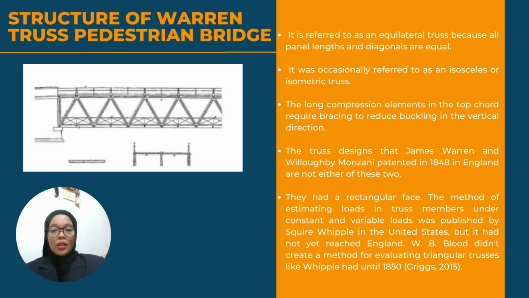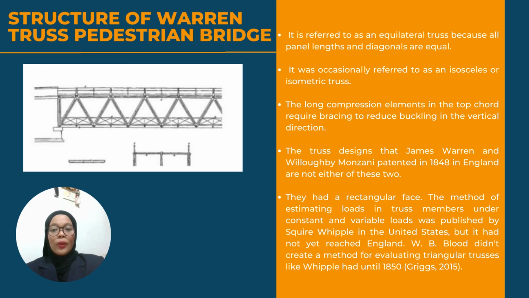The truss that Warren and Monzani designed may be utilized as a deck or through truss, and they were known English engineers. The lower chord members were made of wrought iron bars and links and diagonals, while the upper chord was made of cast iron. Cast iron connection blocks connected the cast iron top chord members to the lower chord wrought iron members, and pins joined the cast iron diagonals to the lower chord wrought iron members.